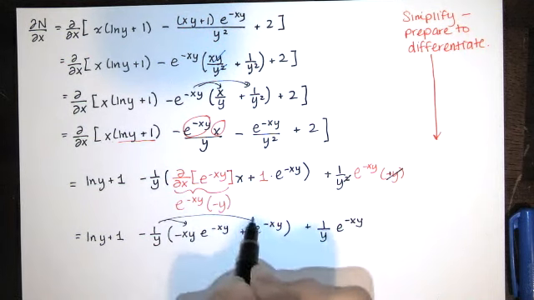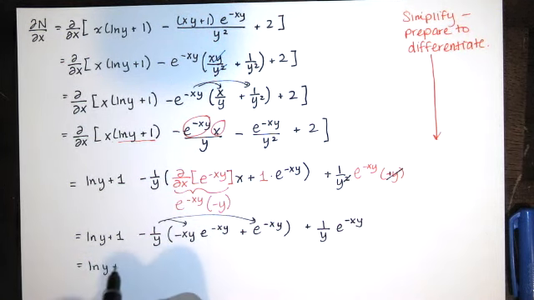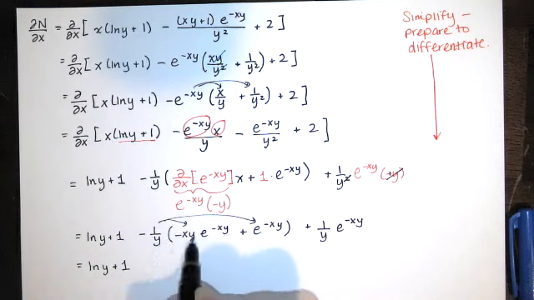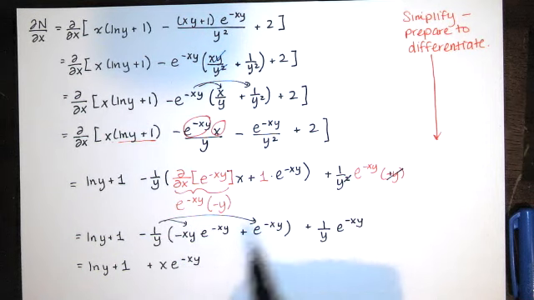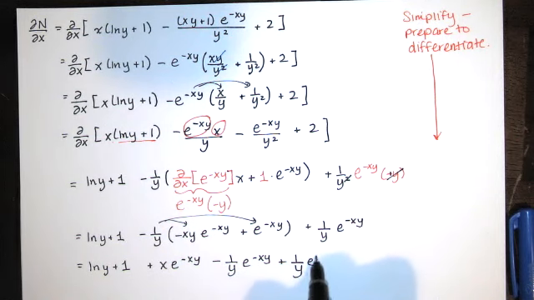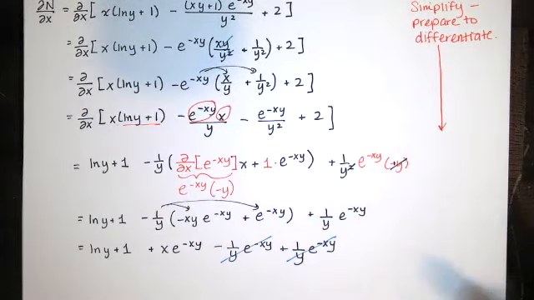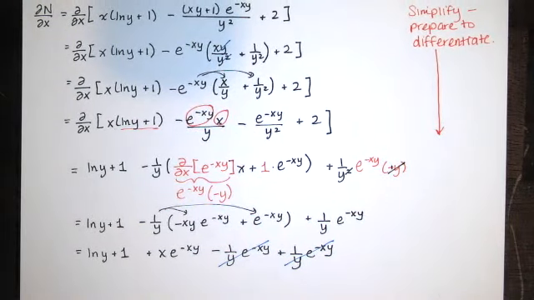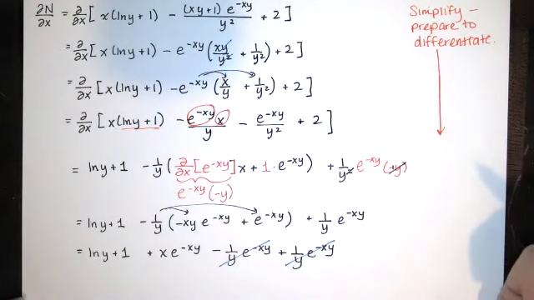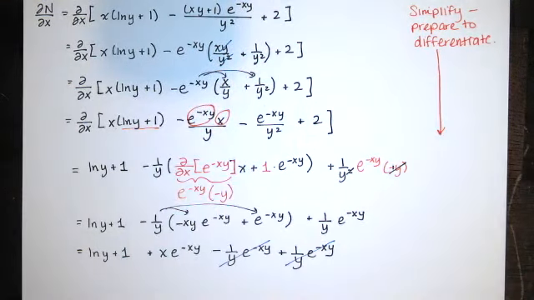And let's distribute next. Negative times a negative is a positive and the y's will reduce. And then we'll have a -1 over y times that exponential plus 1 over y times the exponential. And we've got that. So we simplified to prepare to differentiate, and then we differentiated using a lot of product rules and chain rules as appropriate because of the exponentials and because of that sort of beast of an expression that we started with at the very beginning.